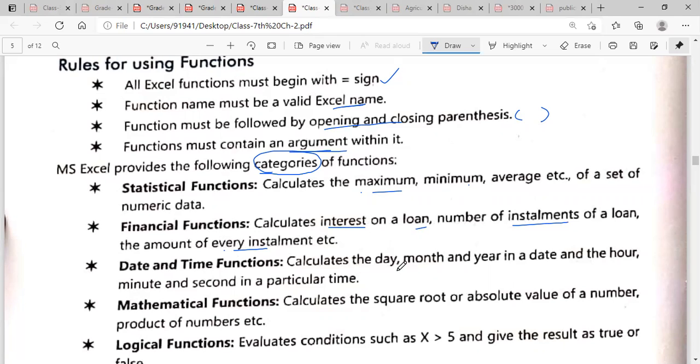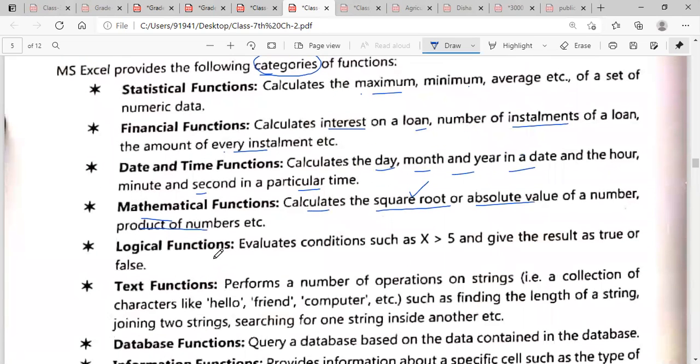Next, date and time functions. You can calculate a day, month, or year in a date, or hour, minute, and second in a particular time. Next, mathematical functions calculate the square root or absolute value of a number, or the product of a number. You can calculate a square root or absolute value, or you can calculate a product, meaning multiplication. You can apply any mathematical function.